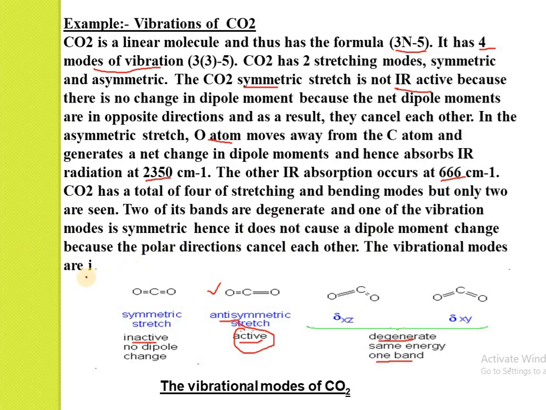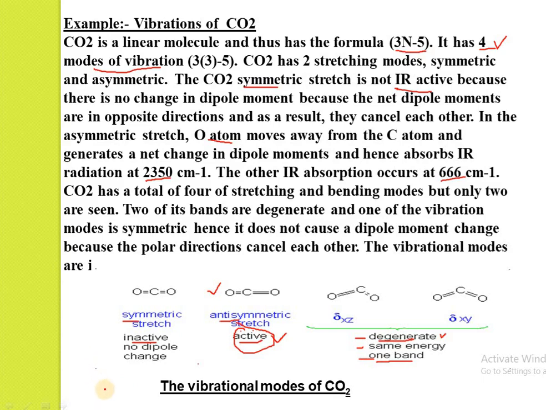So for the vibration modes, this is inactive, this is active, and these are degenerate. This will have one band only. So the vibrations of carbon dioxide are expected to be 4 modes according to the formula, but out of these, the symmetrical one is inactive, the antisymmetrical one is active, and the other 2 bending modes are degenerate, have the same energy, and will show one band.